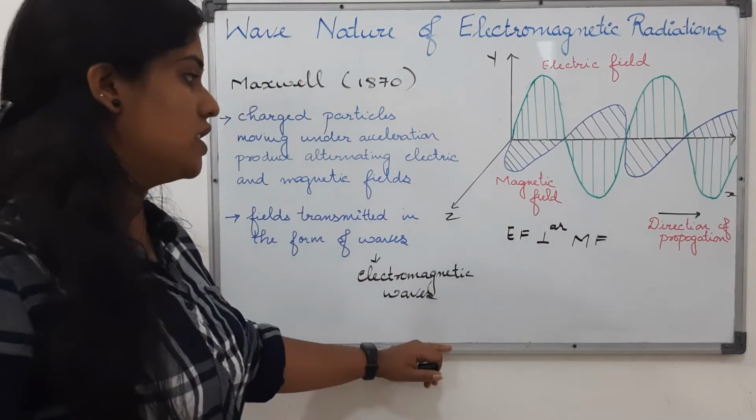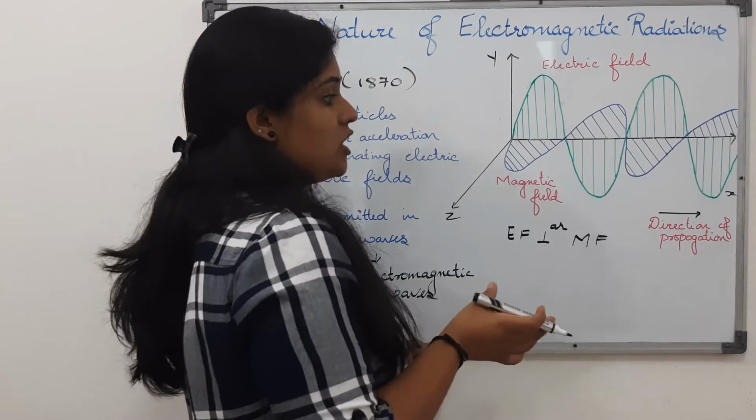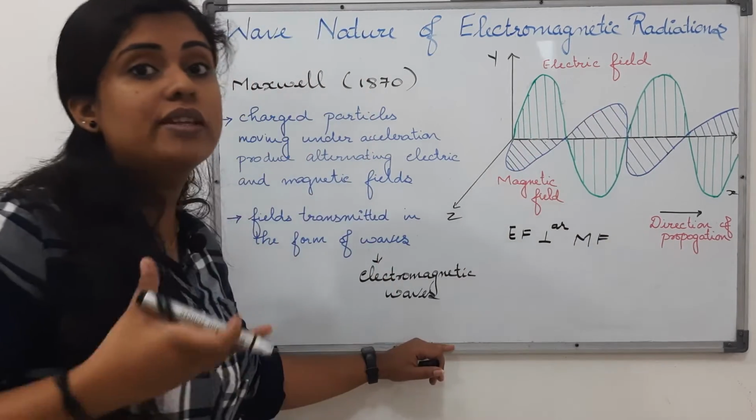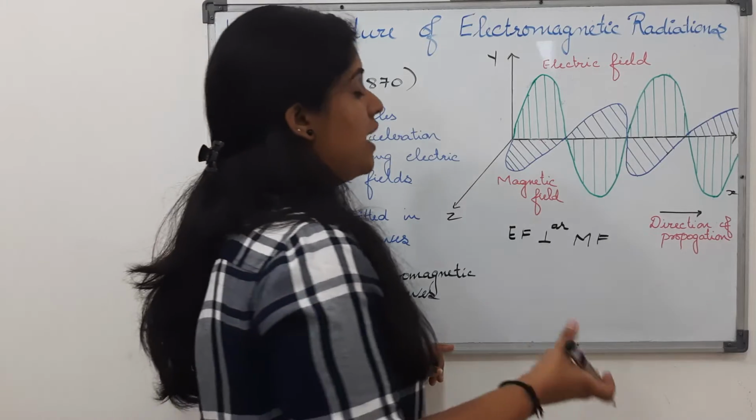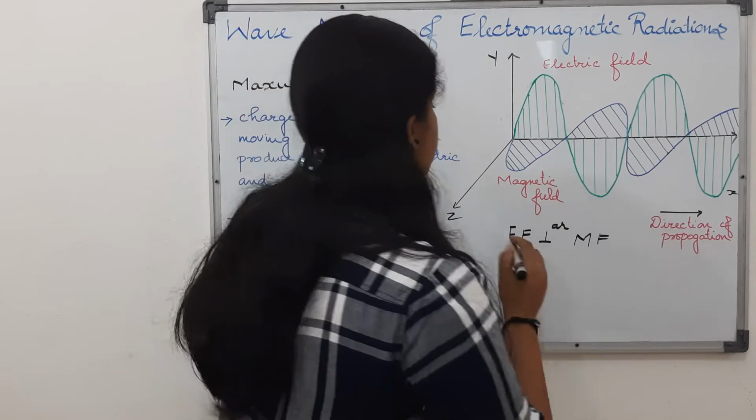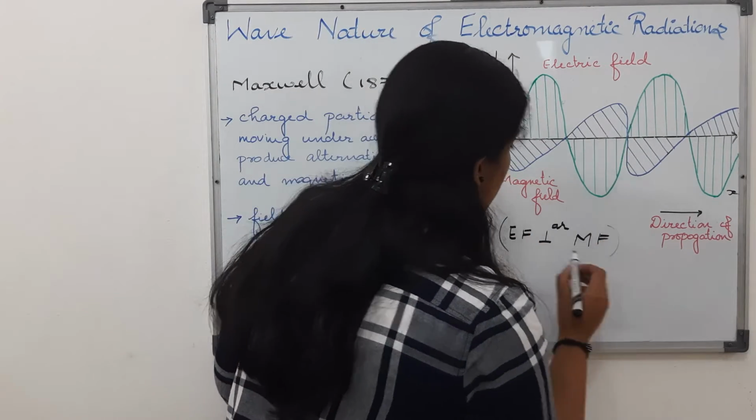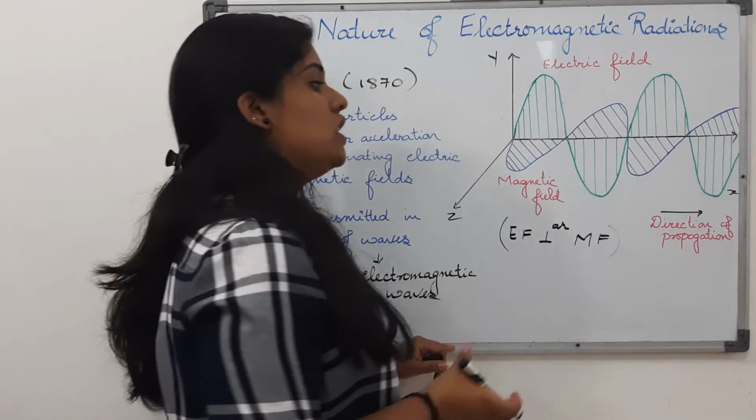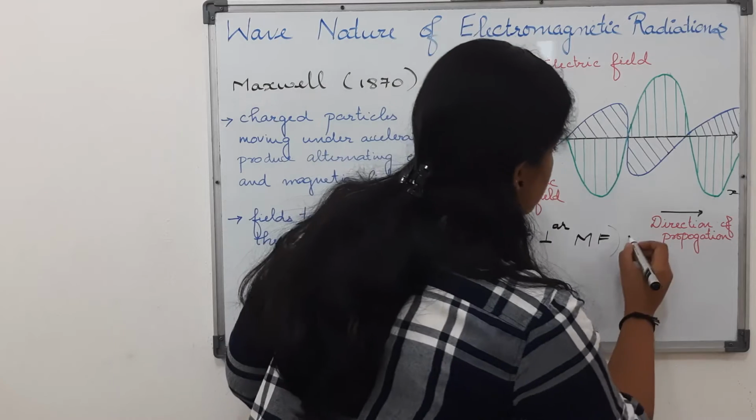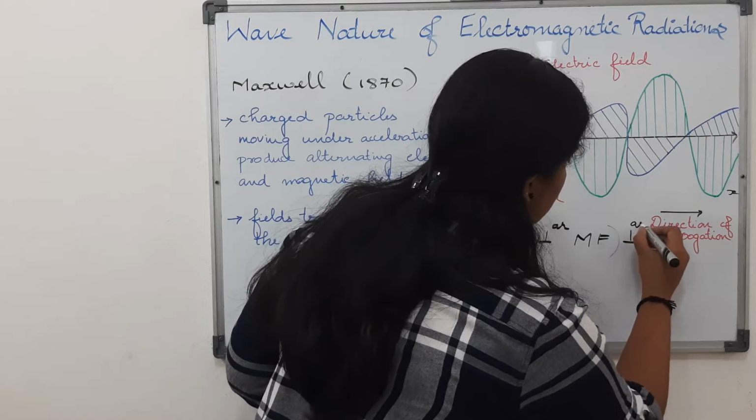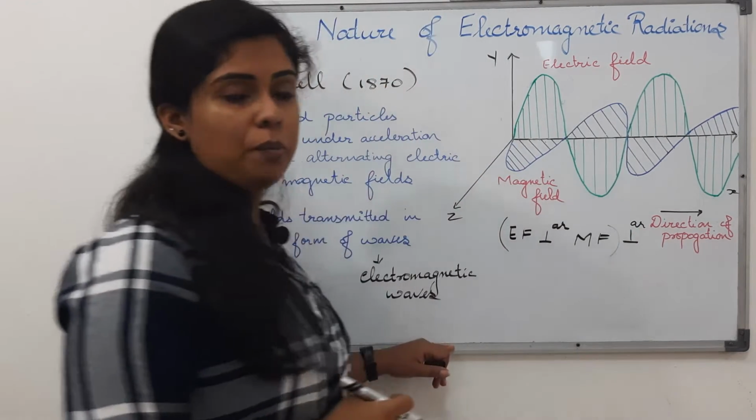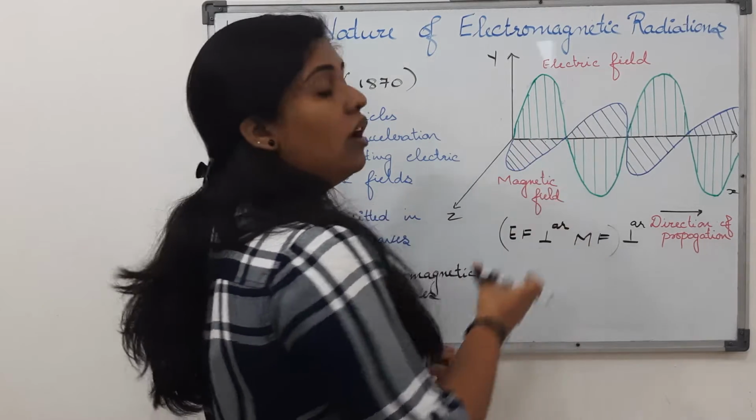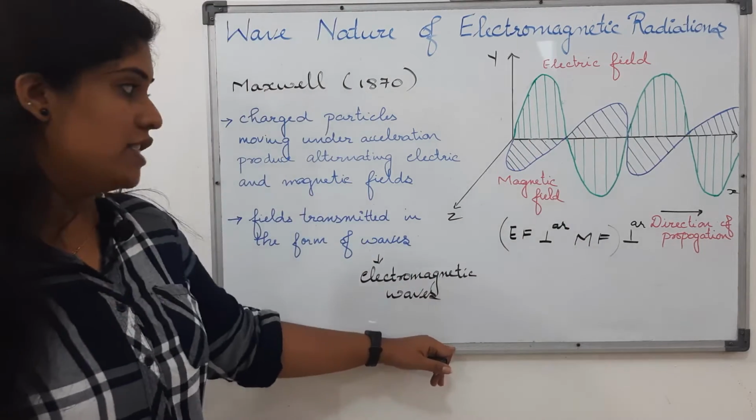And now the propagation of the wave. These two, electric field and magnetic field, together move in the form of a wave, and the direction of propagation of the wave will be perpendicular to both of these. It will be perpendicular to the electric field component as well as perpendicular to the magnetic field component. So these two are perpendicular to the direction of propagation. So this is what you understand from the wave nature of an electromagnetic radiation.